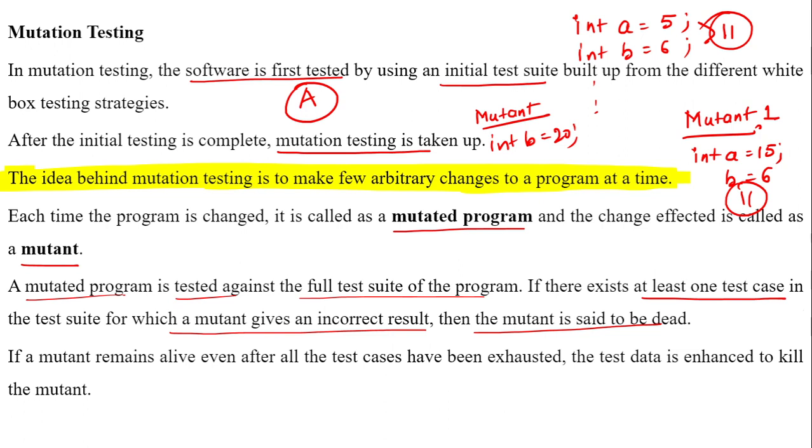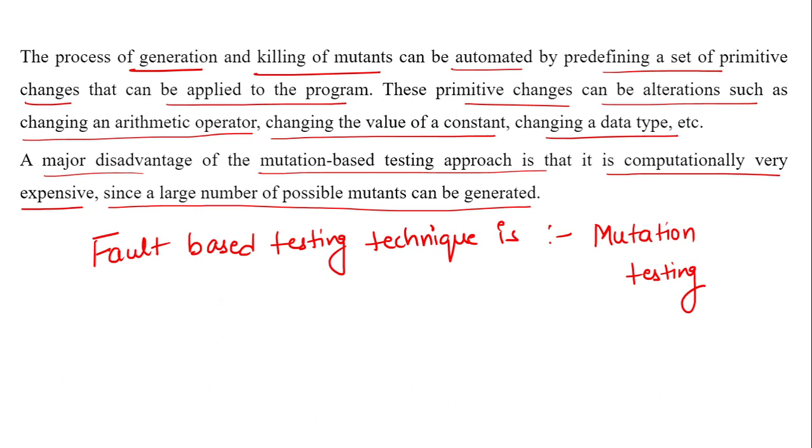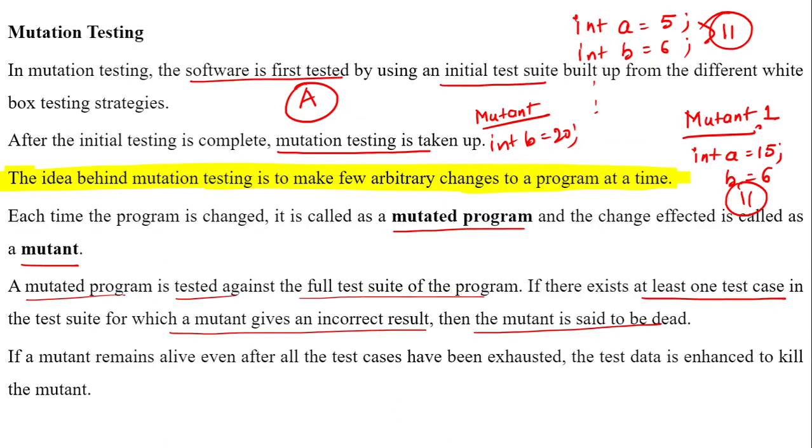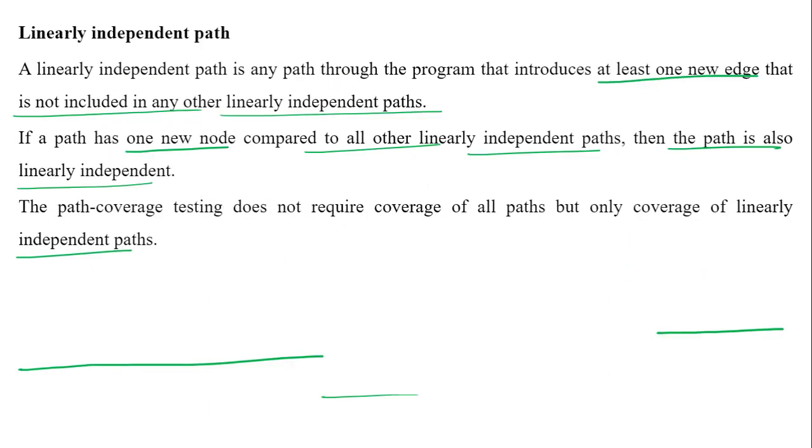Then we again will check the full suite, है ना? We'll check the full program. So we are generating and killing the mutant so that we can see what fault is there in the program, and if there's any fault, what all changes can be made into the program. So this is your mutation testing. So we have a mutated program and then we name them as mutant.